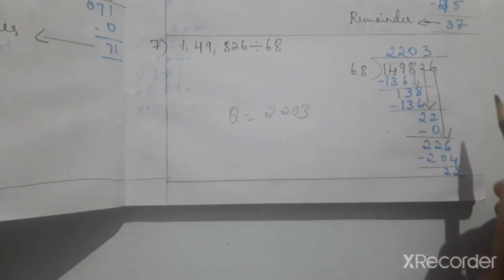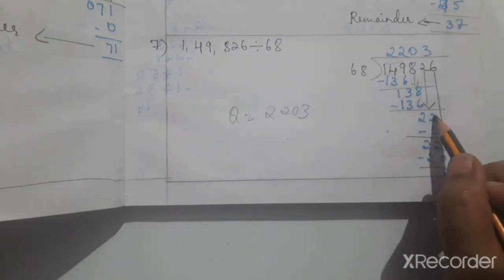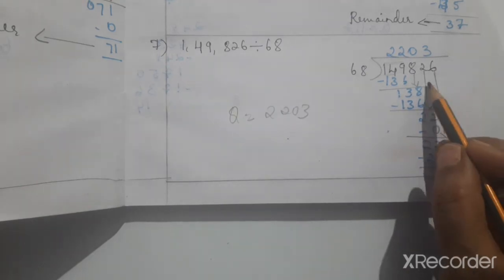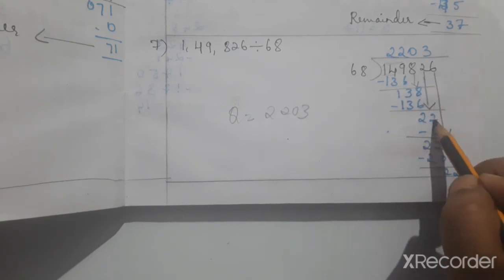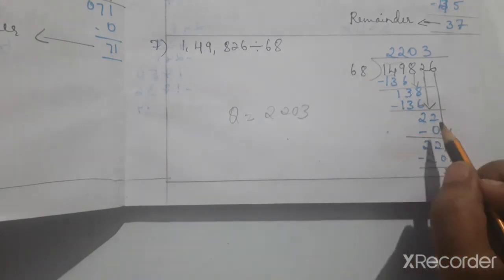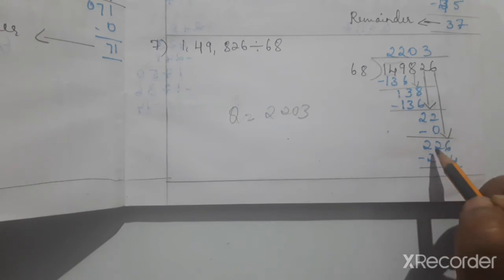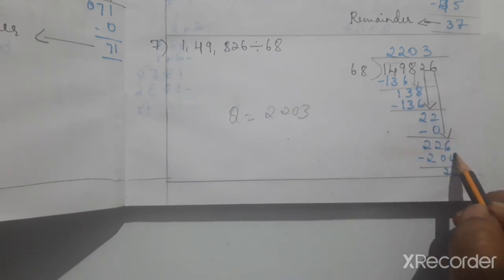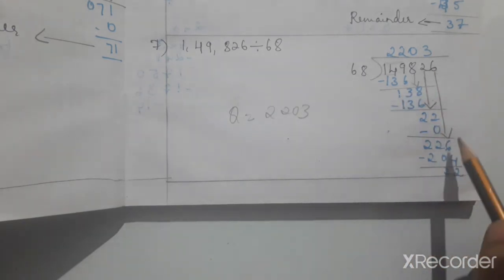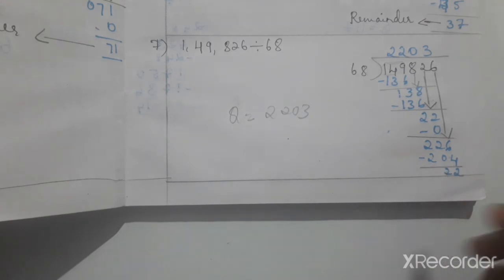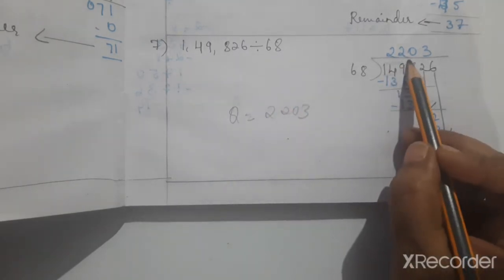Now 22. In this method we can bring down only one number, we can't bring 6, that is an alternate method. So only 2, and 22 is less than 68, so we consider 68 times 0, which is 0. So 22 minus 0 is 22 only, and now bring 6 down, 226. Now how much is 68 nearest to? 68 times 3 is 204, nearest to that number. So the remainder is 22 and the quotient is 2203.